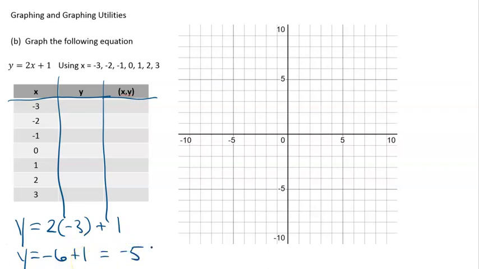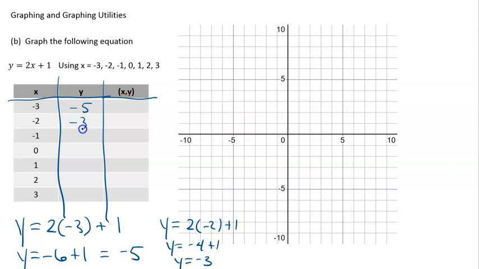When I add my negative and my positive value, remember the rule there is you subtract and you keep the sign of the larger number. So -6 is not larger, but 6 is larger. So my answer is negative. So that is -5. And you just do that all the way down. So I'm going to try it for -2. So y equals 2 times -2 plus 1. That gives me -4 plus 1, which gives me -3.